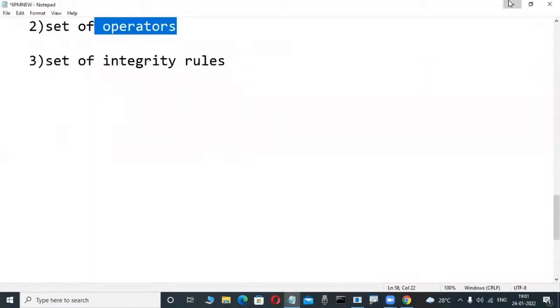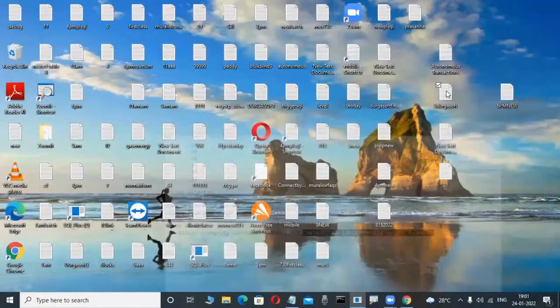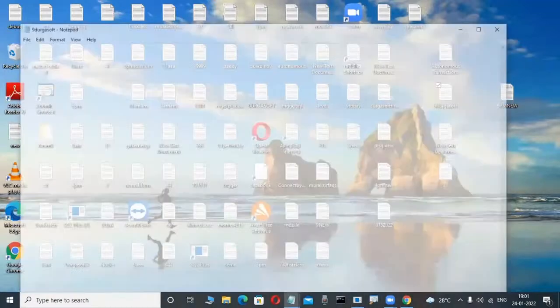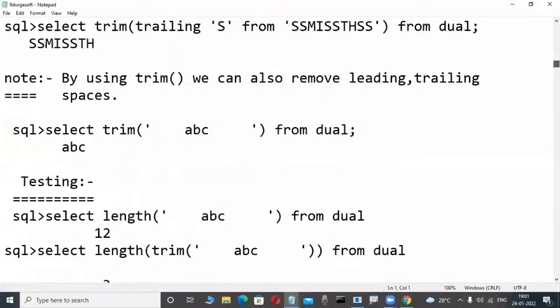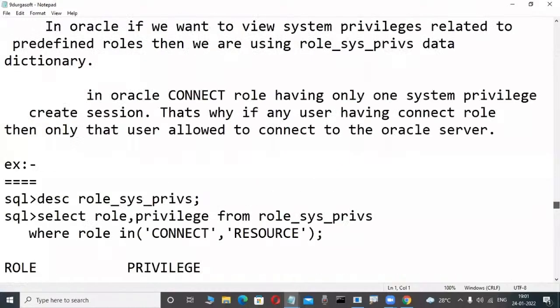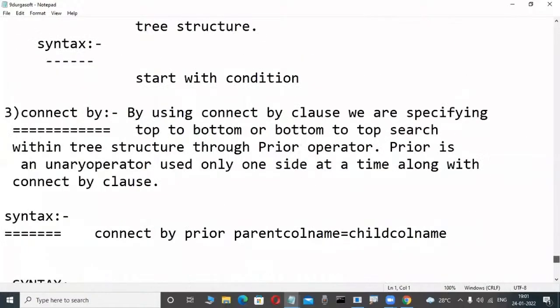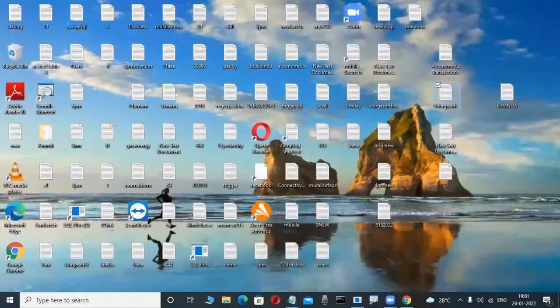That's why in our course we learn these types of concepts. SQL has big concepts: inserting, updating, deleting, dates, functions, joins, constraints, subqueries, views, indexes, synonyms, hierarchy. So many things are there. Again, PLSQL has other big concepts.